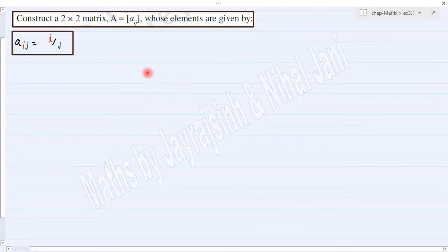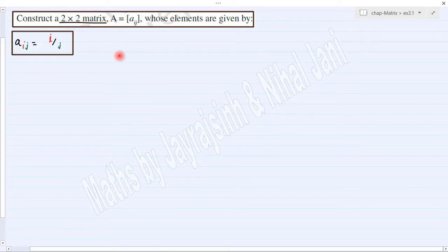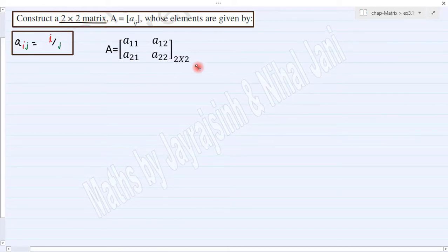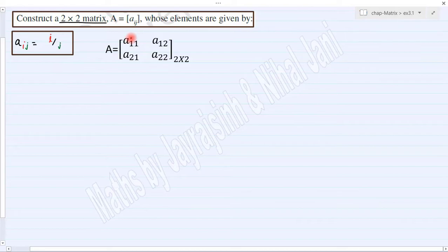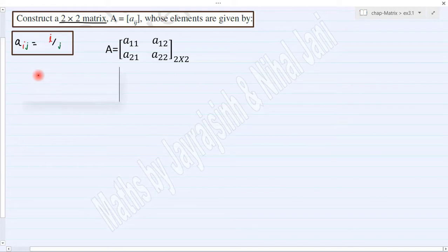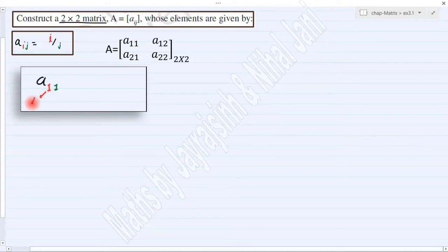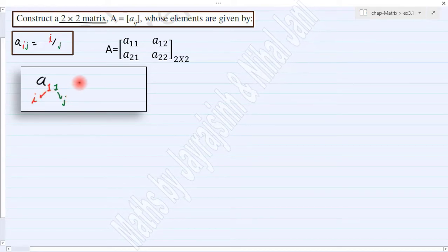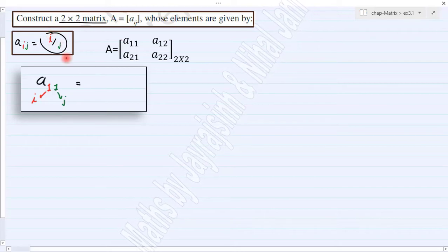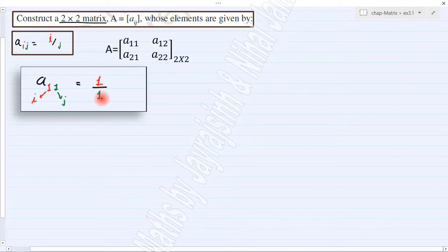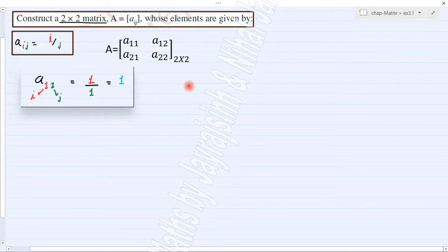In this question, we have to construct a 2 cross 2 matrix. So first of all, here we get our 2 cross 2 matrix, whose elements are given by aij is equal to i by j. So to construct our matrix, we have to find 4 elements, a11, a12, a21 and a22. So let's find them one by one. Your first element is a11. That means your i is 1 and j is also 1. Substitute in your condition, we'll get 1 by 1, or we can say your first element is 1.